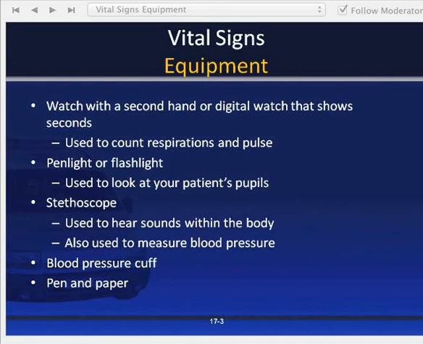To take a patient's vital signs, you'll need a watch with a second hand or digital watch that shows seconds. The watch will be used to count your patient's respirations and pulse. A pen light or flashlight. This will be used to look at your patient's pupils. A stethoscope. Stethoscope is an instrument used to hear sounds within the body, such as respirations. It's also used to measure blood pressure and listen to heart tones. A blood pressure cuff, known as a sphygmomanometer. This is used to take a patient's blood pressure. And a pen and paper to record your findings.